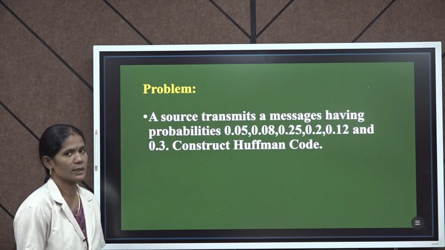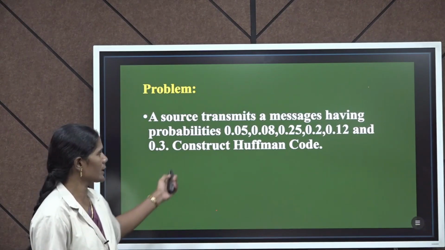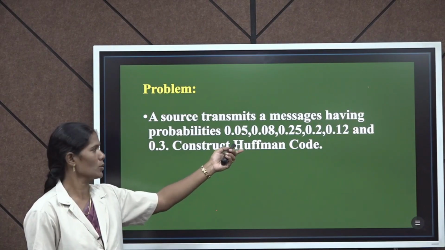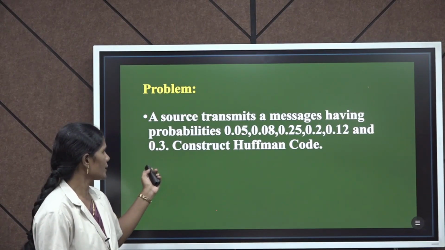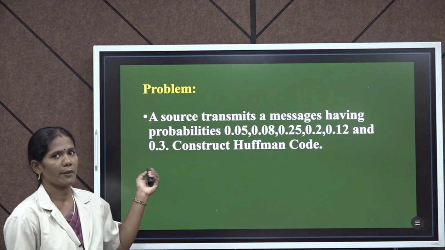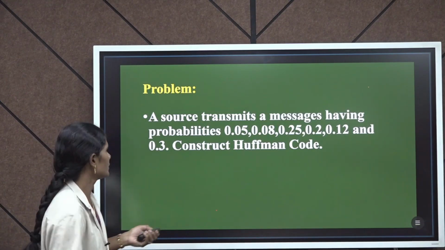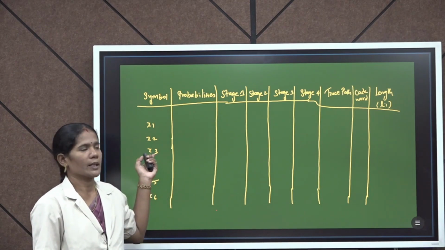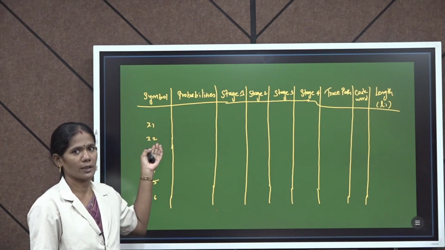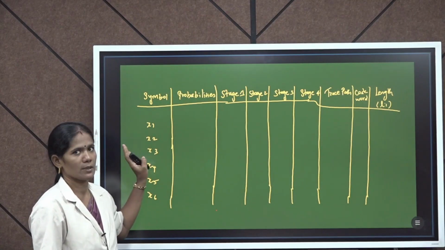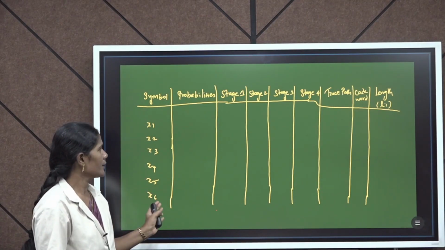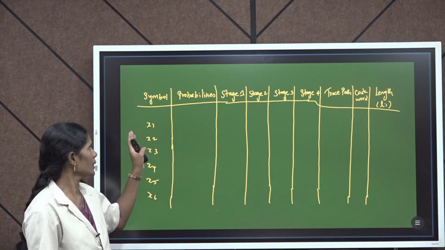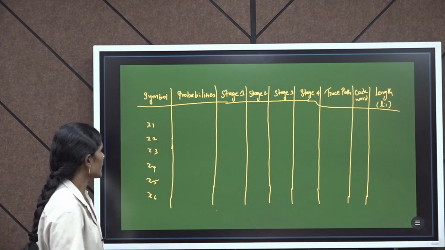A source transmitter has messages with the probabilities 0.05, 0.08, 0.25, 0.2, 0.12 and 0.3. So, construct the Huffman code for this example. We can construct the Huffman code table for this problem. So, the first step is to rearrange the given symbols in descending order of their probability, and we can list out the symbols here.